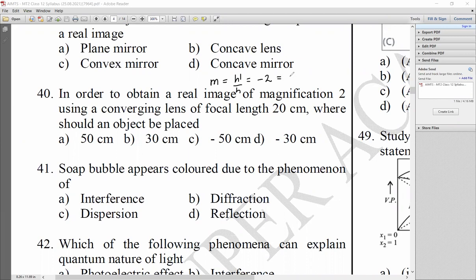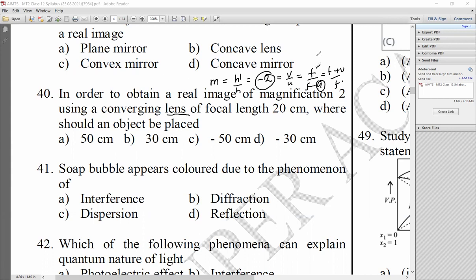Equal to, what is magnification of lens? Magnification m is equal to H dash by H, which is equal to what is that? V by U. V by U is equal to F by F minus U is equal to F plus V by U. So they're asking you, F is given, magnification is given. Fine.